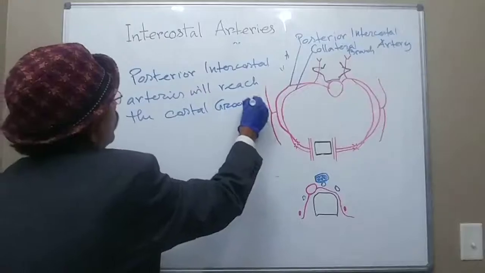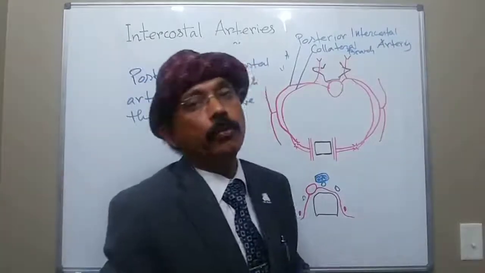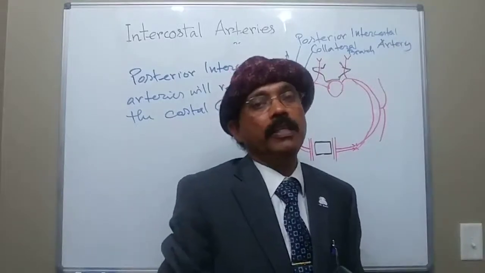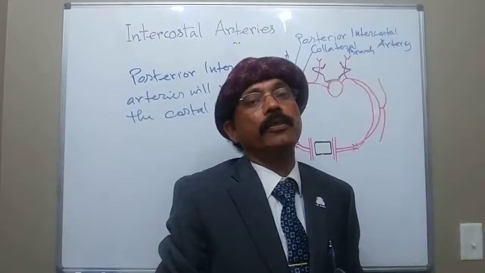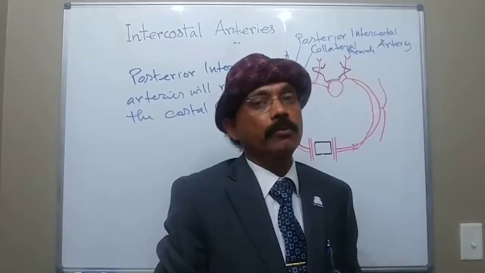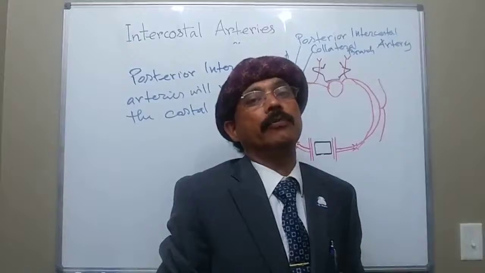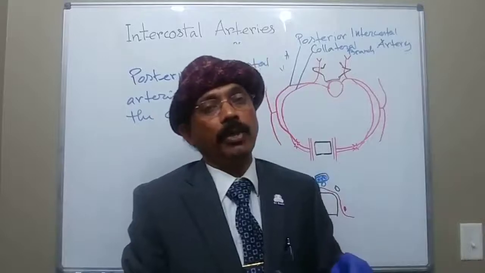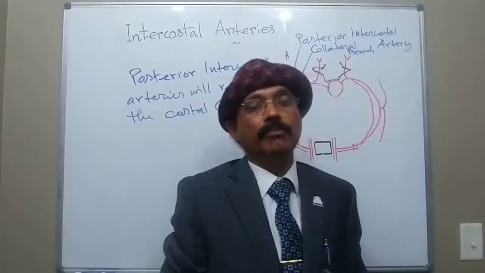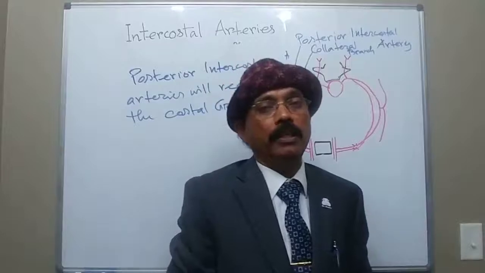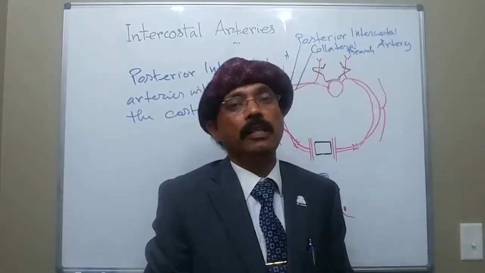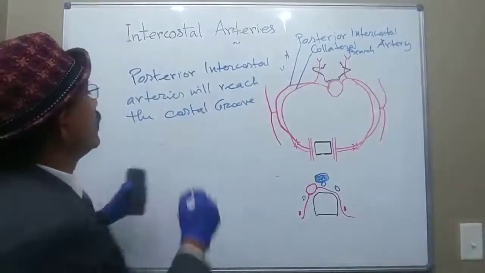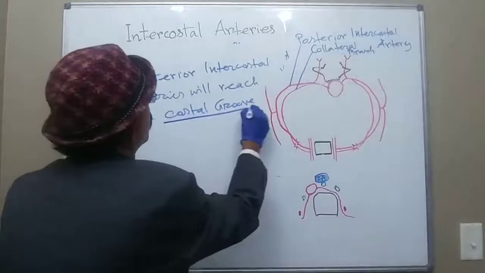Okay, initially it is in between the pleura and internal intercostal membrane. Then it is in between the intercostalis intimi or innermost intercostal muscle and the internal intercostal muscle in the costal groove area. But at the beginning, it passes over the endothoracic fascia between the pleura and the internal intercostal membrane. Okay, we got posterior intercostal artery. Ultimately, it should go to the costal groove.